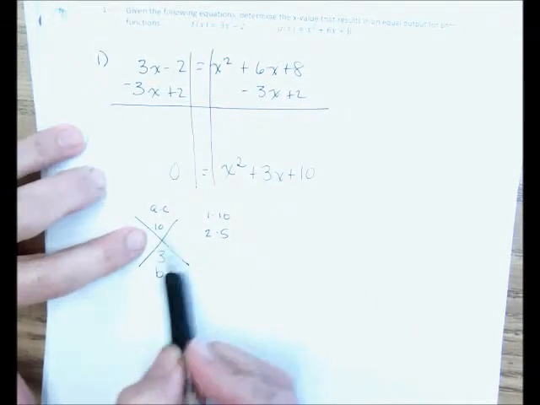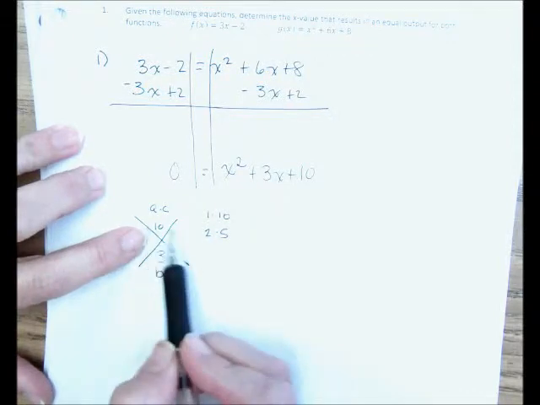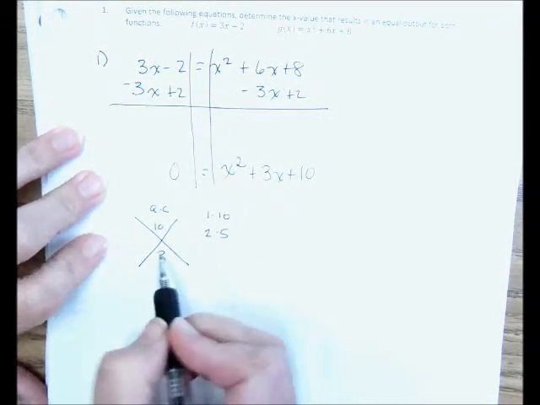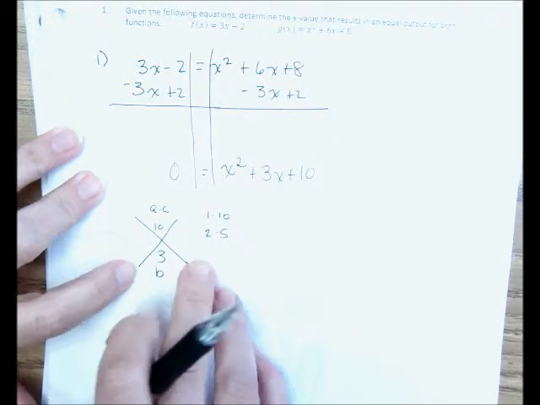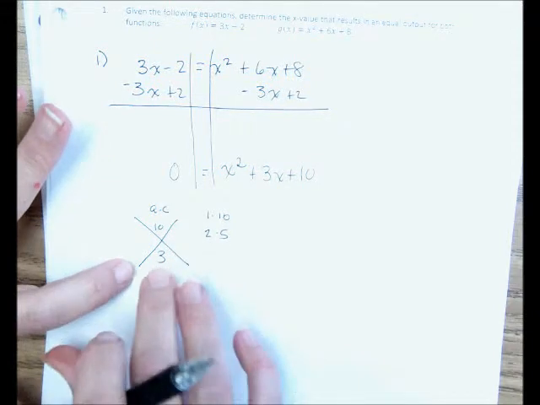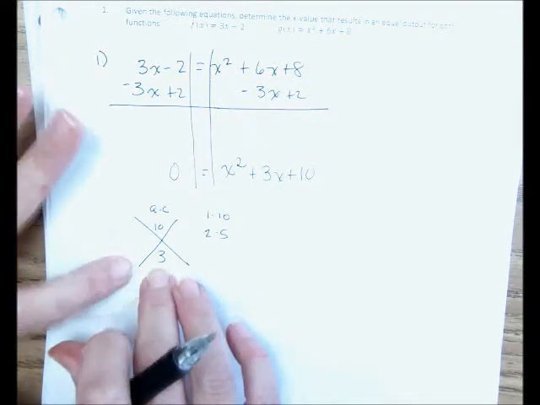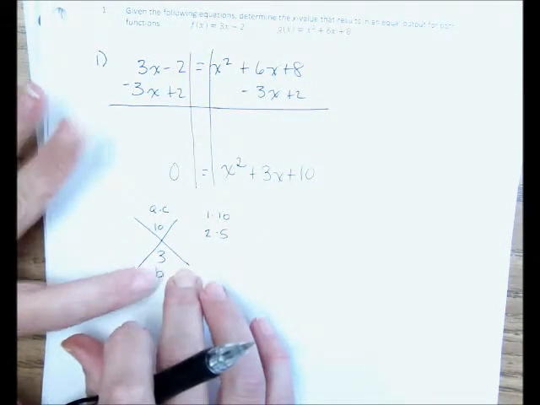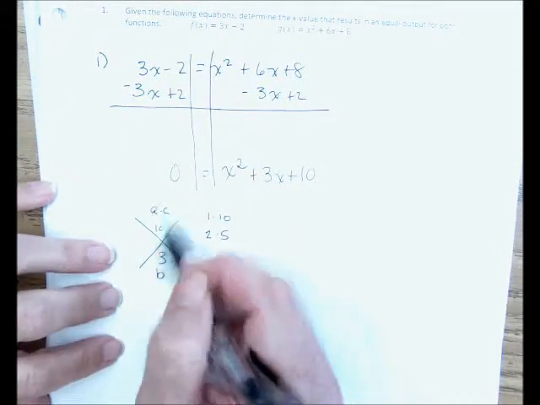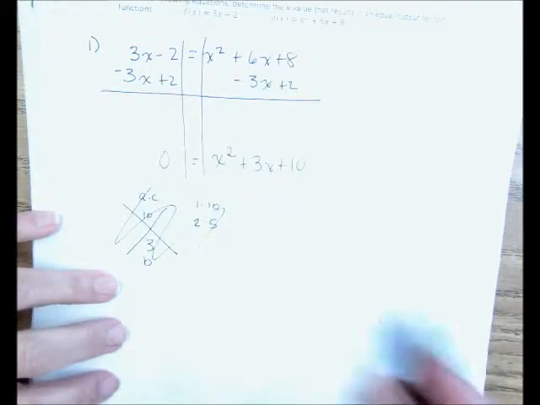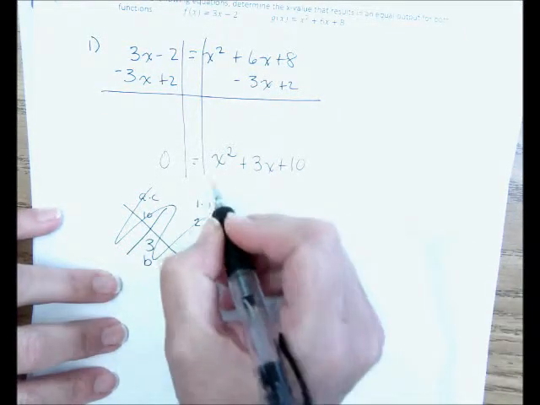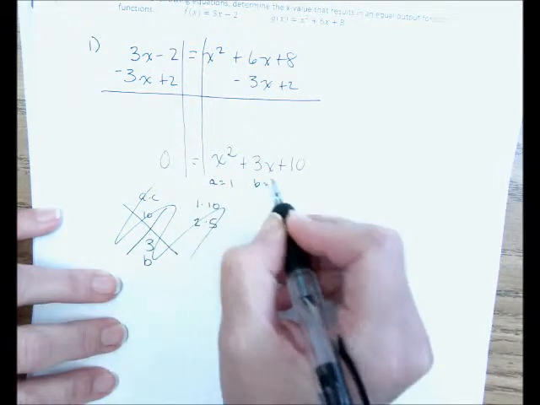Now, either both of my factors have to be positive or both have to be negative because they have to equal 10. And in this case, if I put both of them positive 1 and positive 10, that's going to equal 11. Negative 1 and negative 10 is going to equal negative 11. Negative 2 and negative 5 is going to equal negative 7, or 2 and 5 is going to equal 7. So I cannot factor it using the x factor. So the next step is going to be the quadratic formula.